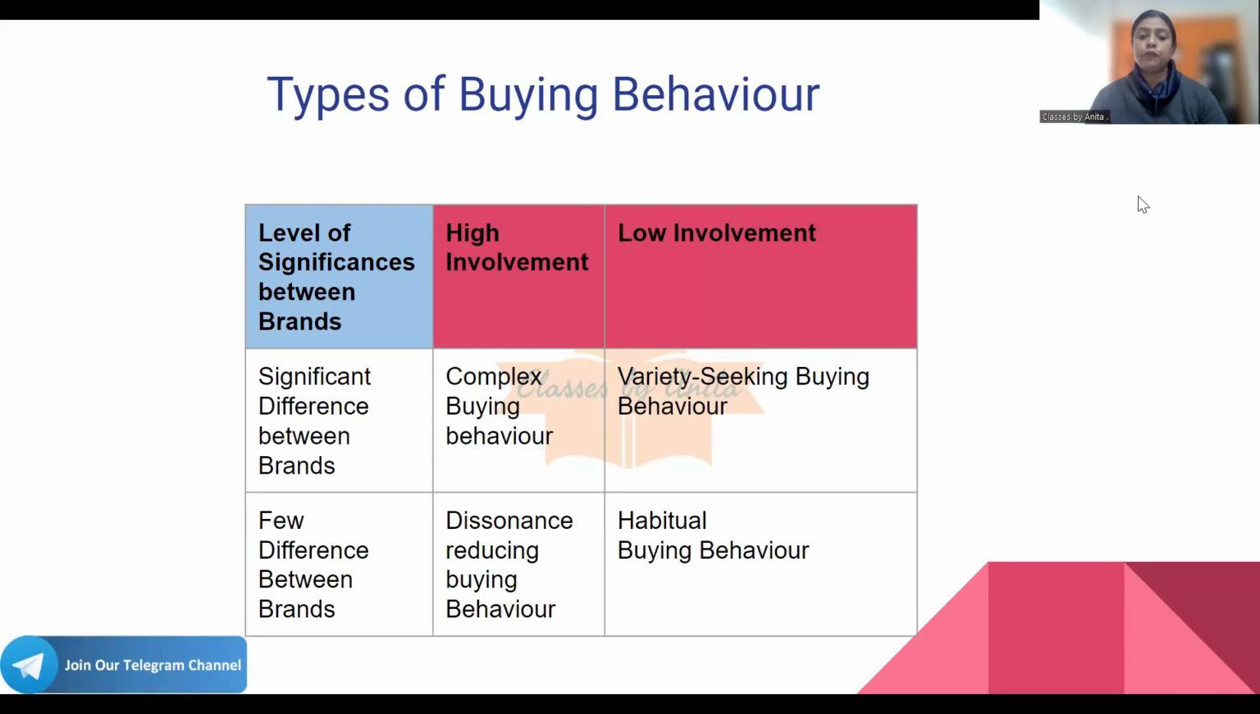So we have 4 types of buying patterns here. The level of significance between different brands, how much difference there is between brands and how much involvement you have in the product, okay? So significant difference between brands and high involvement, then it comes under complex buying behavior. Significant difference between the brands and low involvement, that is variety seeking buying behavior. Few difference between brands, then this is dissonance reducing buying behavior, and it has high involvement. Few difference between brands and low involvement, this is habitual buying behavior.